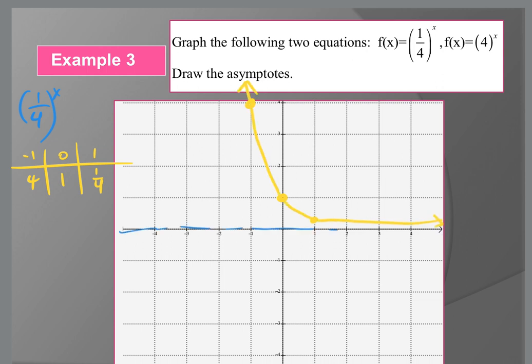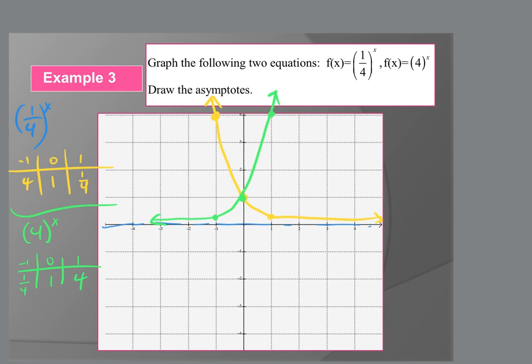Asymptote would be at y equals 0. And then 4 to the x: 4 to the -1 would be 1/4, 4 to the 0 is 1, and 4 to the first is 4. Good. -1, 1/4; 0, 1; and 1, 4. Good? Okay.